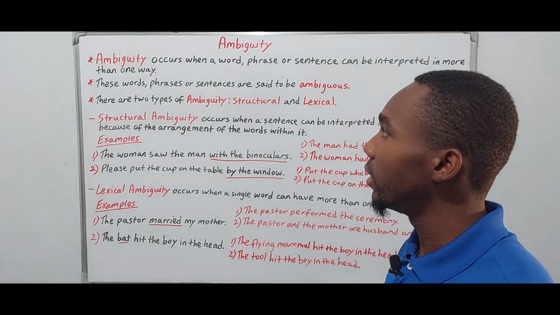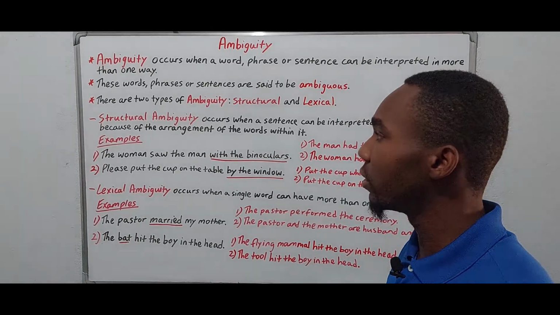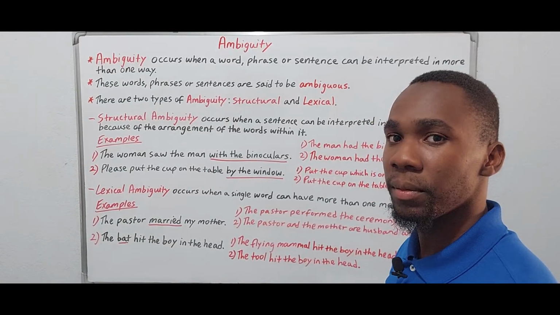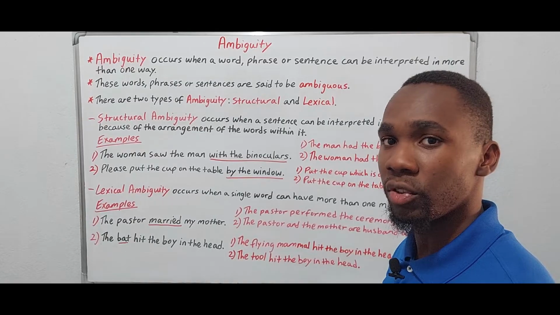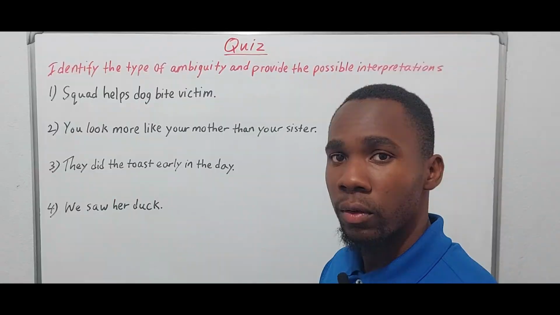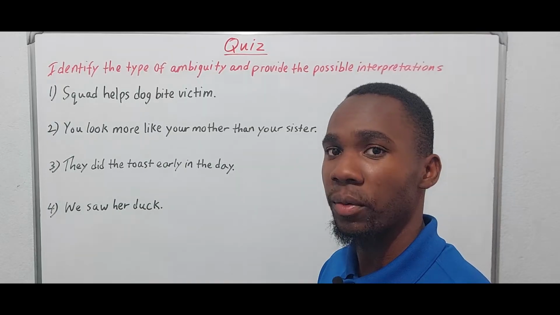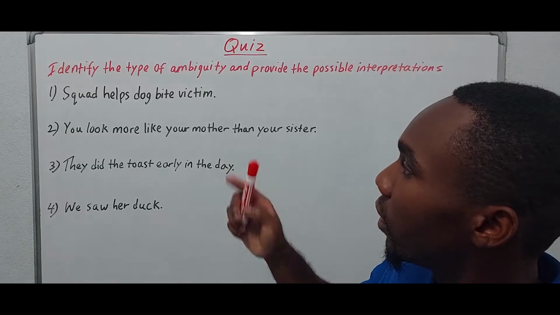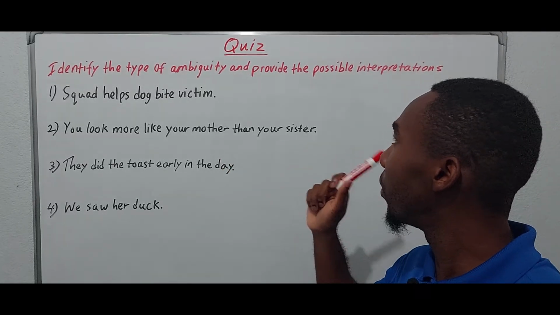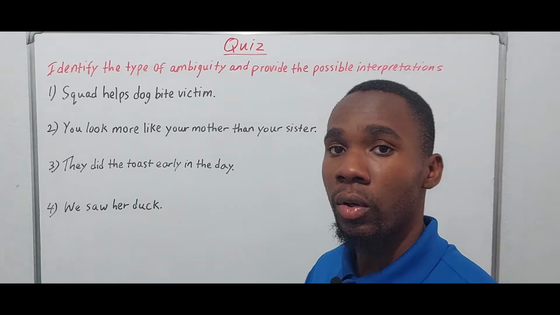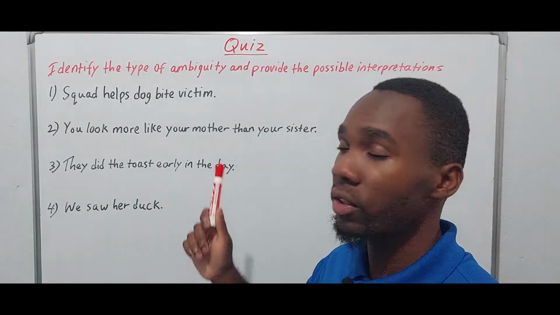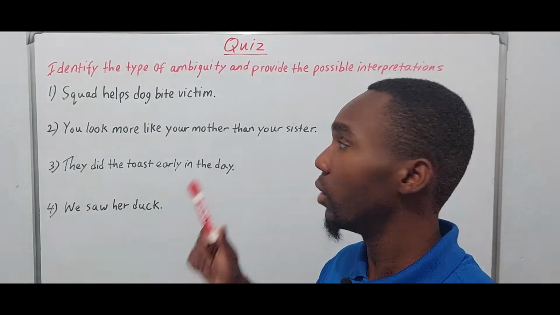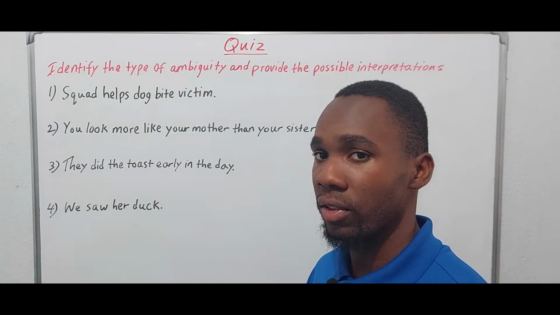So this brings us to the end of this lesson on ambiguity. I hope you understand this concept. And now we are going to proceed to a quiz. So we move on to the final segment, which of course is a quiz. Now, identify the type of ambiguity and provide the possible interpretations. So we have two tasks. We have to first identify the type of ambiguity, structural or lexical, and then we have to provide possible interpretations.